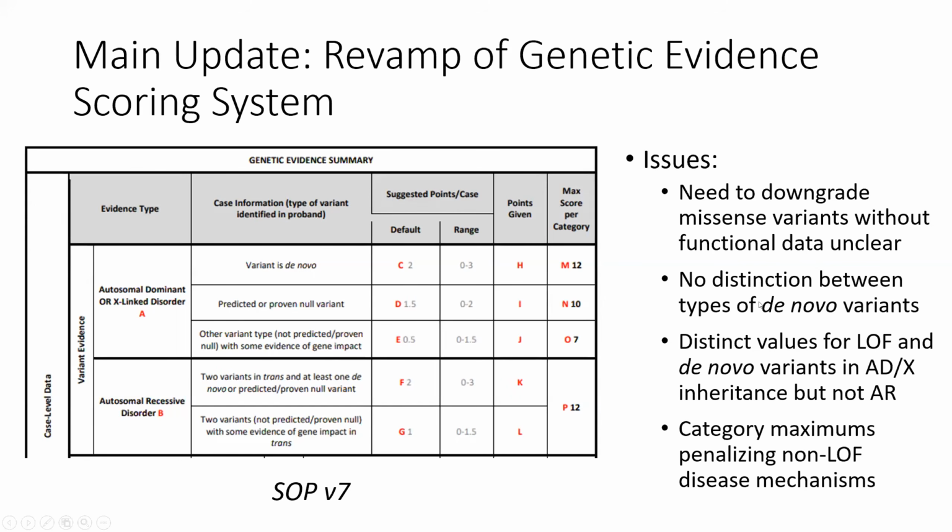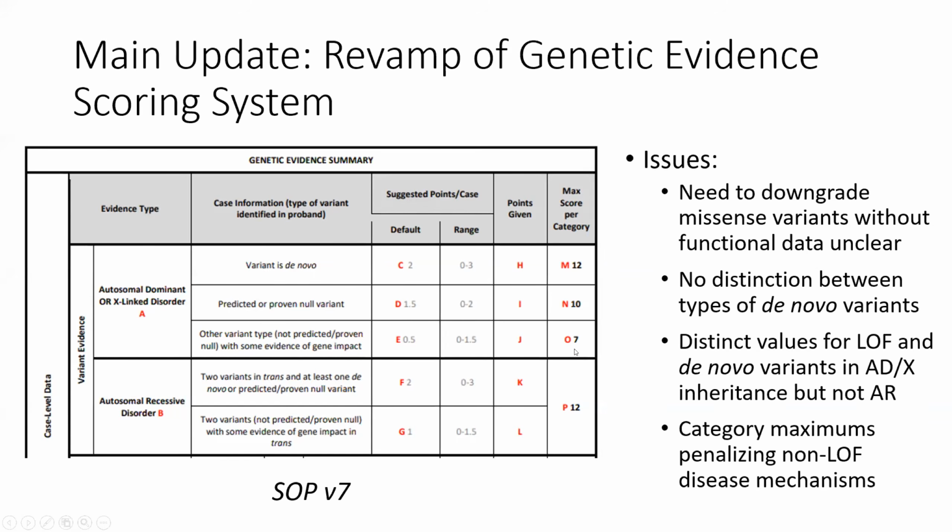Another thing was that there was no distinction between the types of de novo variants. So you may recall that de novo was its own category in the autosomal dominant or X-linked evidence type. And the default was just a blanket 2. And so people were giving 2 points for de novo loss of function variants as well as 2 points for de novo missense variants. And we thought it might be worth it to discuss some distinctions there. There were distinct values for loss of function and de novo variants in the autosomal dominant category, but not in the autosomal recessive category. So those two things were kind of lumped together.